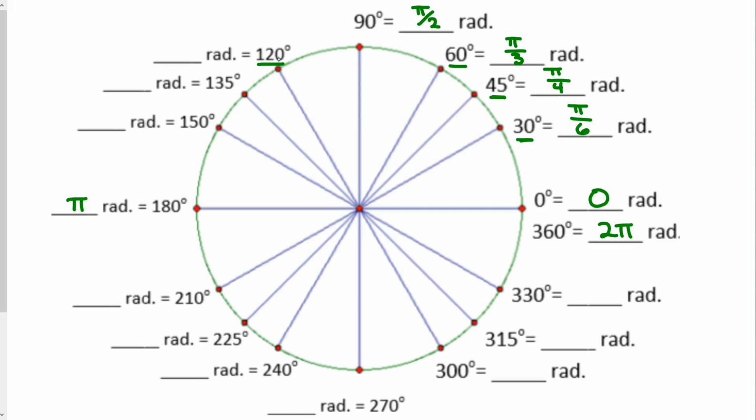120 degrees is 2 times 60 degrees. So we have 2 times pi over 3, and that would be 2 pi over 3.